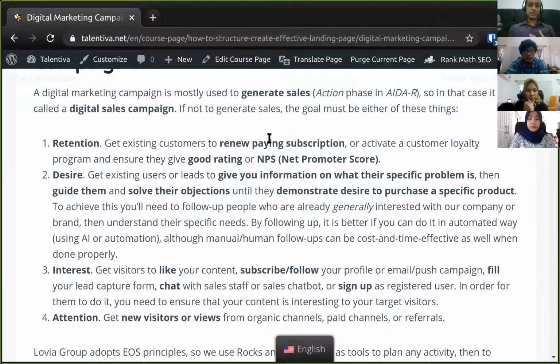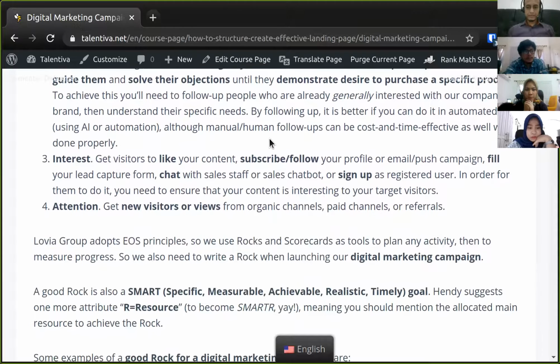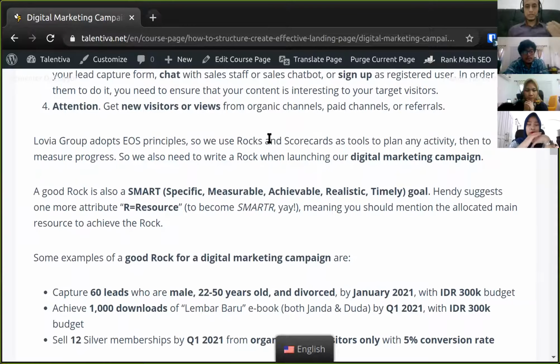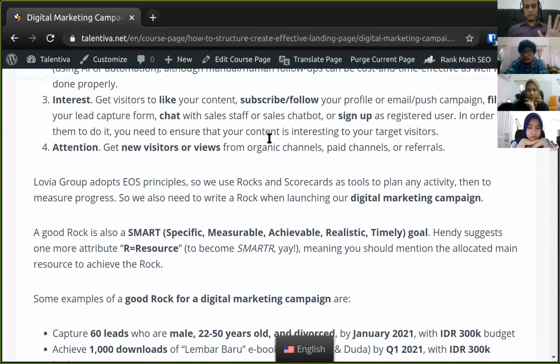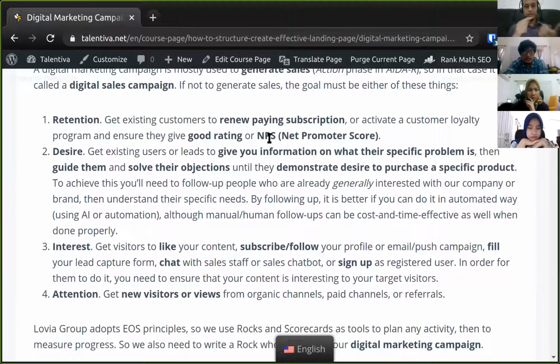How to achieve sales is to get desire. How to achieve desire, we need to get the interest. How to achieve interest, we need to get attention. And before we have the attention, we are nobody. Okay, right. So that's what we have as a goal. The goal must be either of these five. Either it's attention or interest or desire or action, that is sales, or retention.